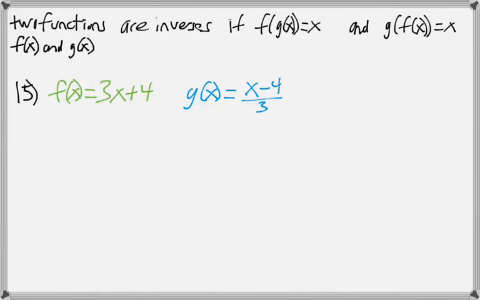The last topic in the inverse function section is the inverse function property, which states that two functions, f of x and g of x, are inverses if f of g of x is equal to x and g of f of x is equal to x. So that is the composition from the previous section where we're plugging one function into the other function. This is the f∘g and the g∘f.